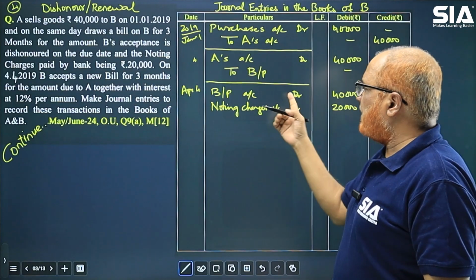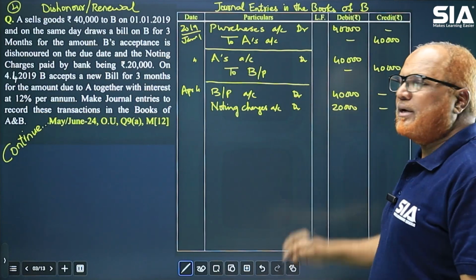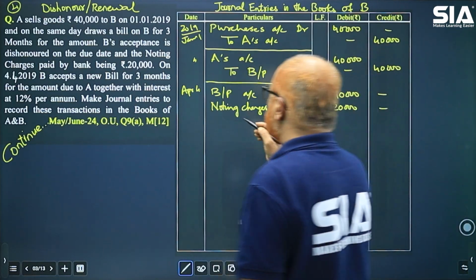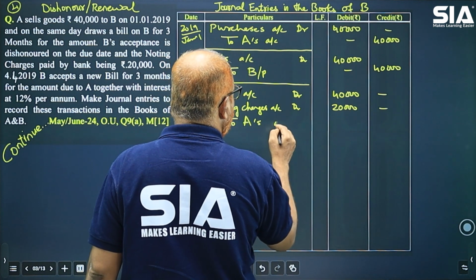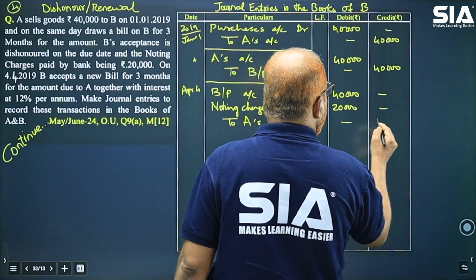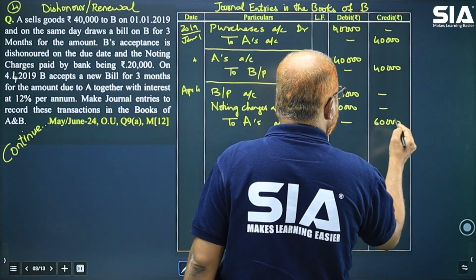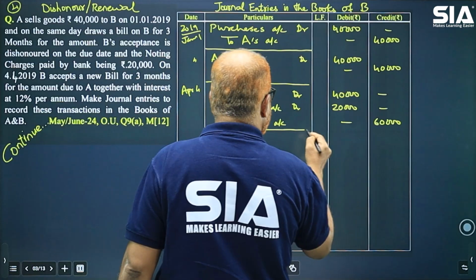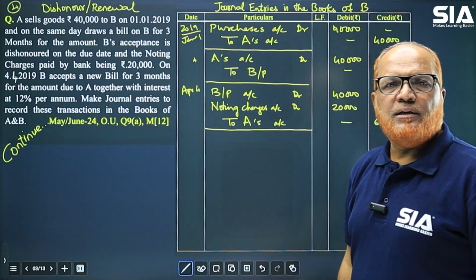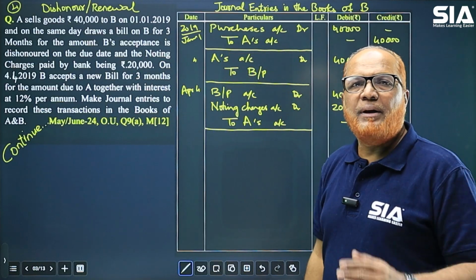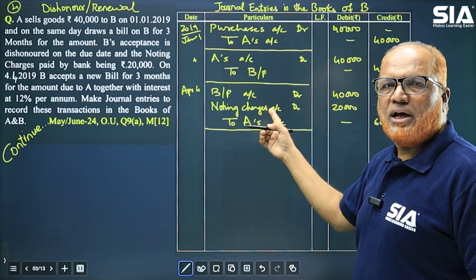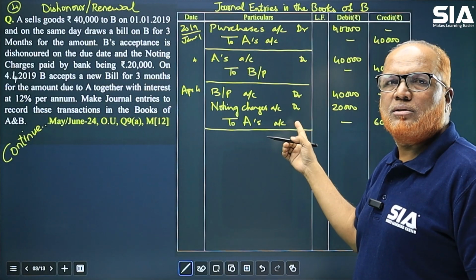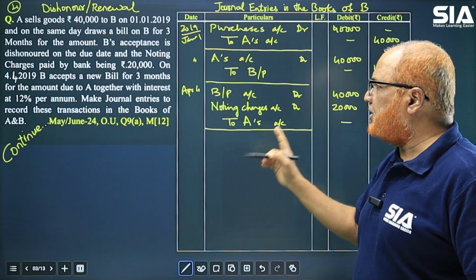So bills payable account debtor 40,000, noting charges 20,000. To whom this amount is to be given? The amount is to be paid to A's account. So 40 plus 20 is 60,000. So see here, this is the entry for bill dishonored. Bills payable account debtor, noting charges account debtor to A's account, being the bill dishonored.